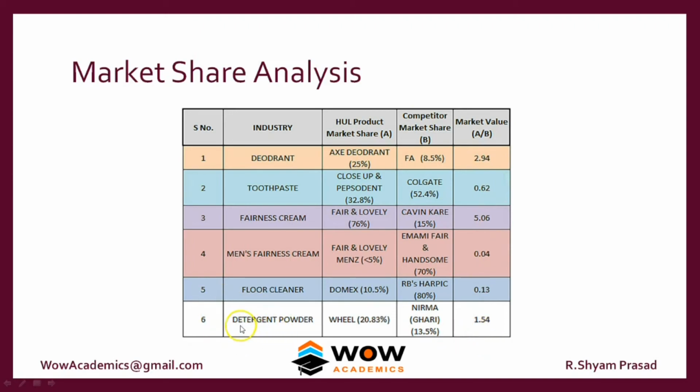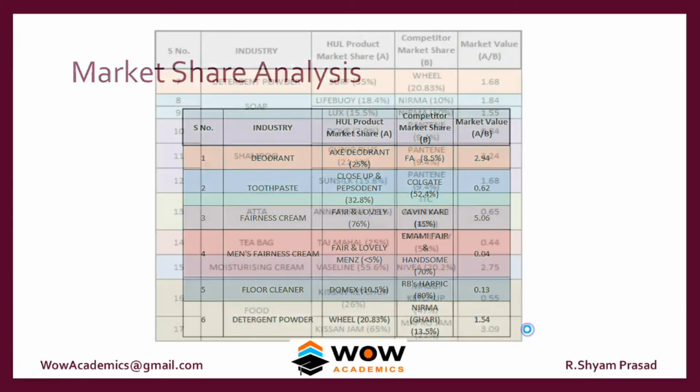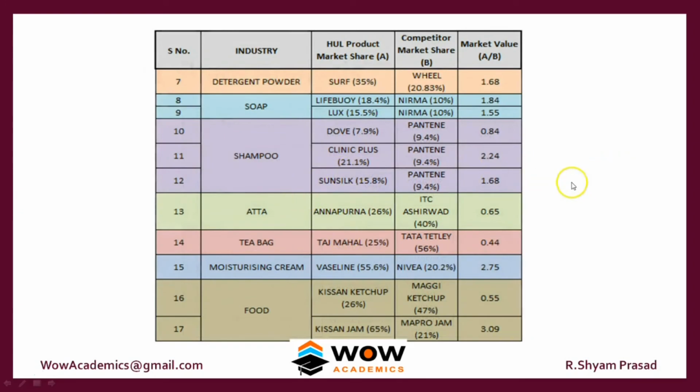For example, in terms of detergent powder, Hindustan Unilever has a product called Wheel. Wheel has 20% market share, and Nirma has 13.5 market share. So when we divide Wheel by Nirma, we get 1.54. So it keeps on going. You can have a look at this also.